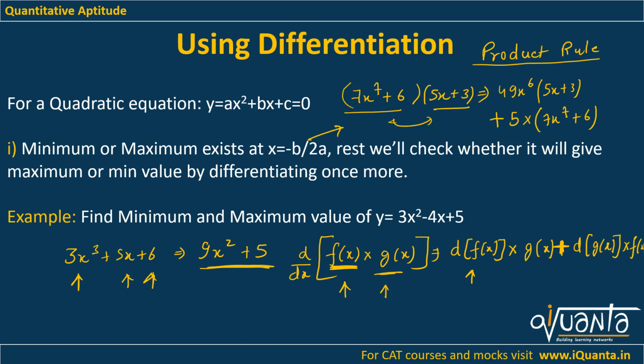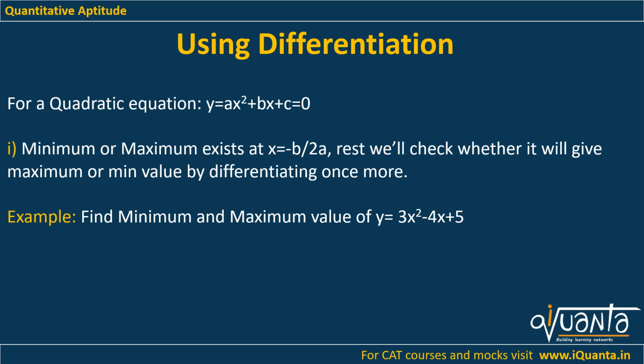Now let us come back to the concept to find out minimum or maximum using this. So we were trying to find out minimum or maximum, right? This is only for a quadratic equation, okay? That is y equal to ax square plus bx plus c. If you have a quadratic equation, then minimum or maximum exists at x equal to minus b by 2a. Rest we'll check whether it will give maximum or minimum value by differentiating once more. So what does that mean? First of all, you have to check at which point minimum or maximum occurs. So you are given this expression ax square plus bx plus c.